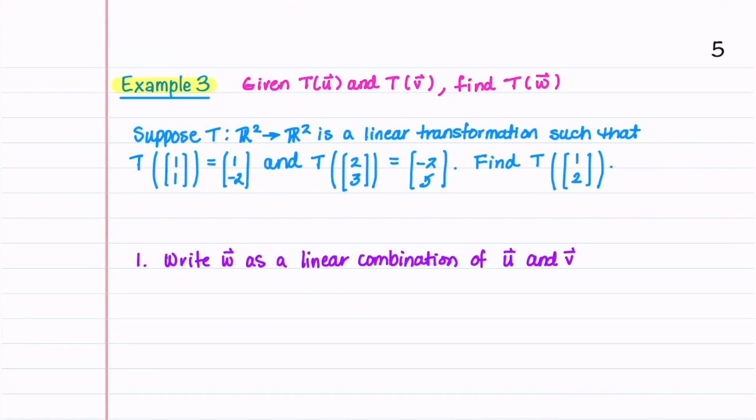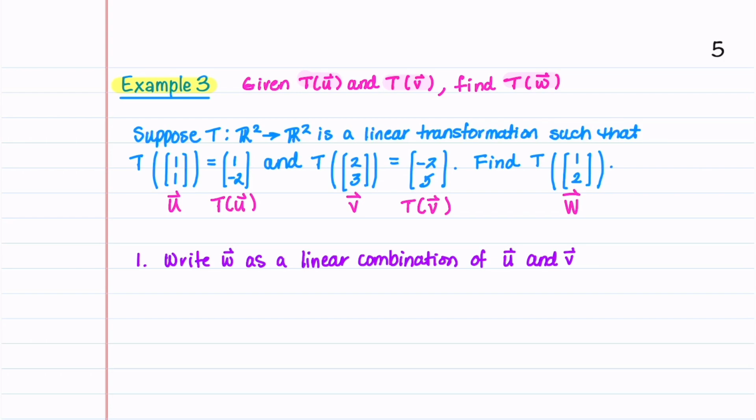Let's now look at our last example. In this example, we're given the transformation of a vector u, the transformation of a vector v, and then we're asked to find the transformation of another vector, which we'll call w. Let's go ahead and label our vectors. Our first vector is going to be vector u, and our second vector is vector v, and then the vector whose transformation we want to find, we'll label w. Let's go ahead and label T of u and T of v. So the (1, -2) is our T of u, and the (-2, 5) is our T of v. It always helps to label the vectors.